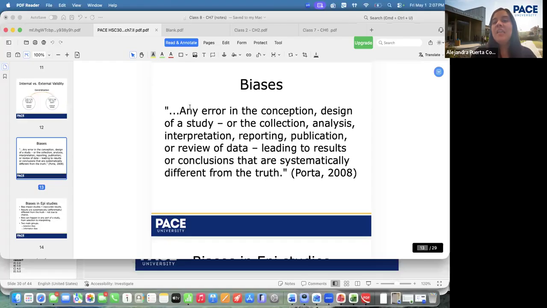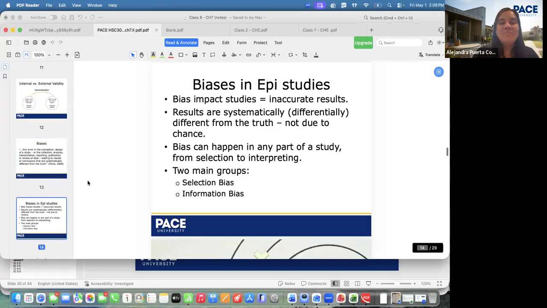So, what are the biases? Any errors that can happen. And these are because of the person that is doing them, whether that is designing the study, collecting the data, analyzing the data, or interpreting the data. Okay, these are human errors. It will impact your study. It will give you inaccurate results. So what we want to do is control for them, right?